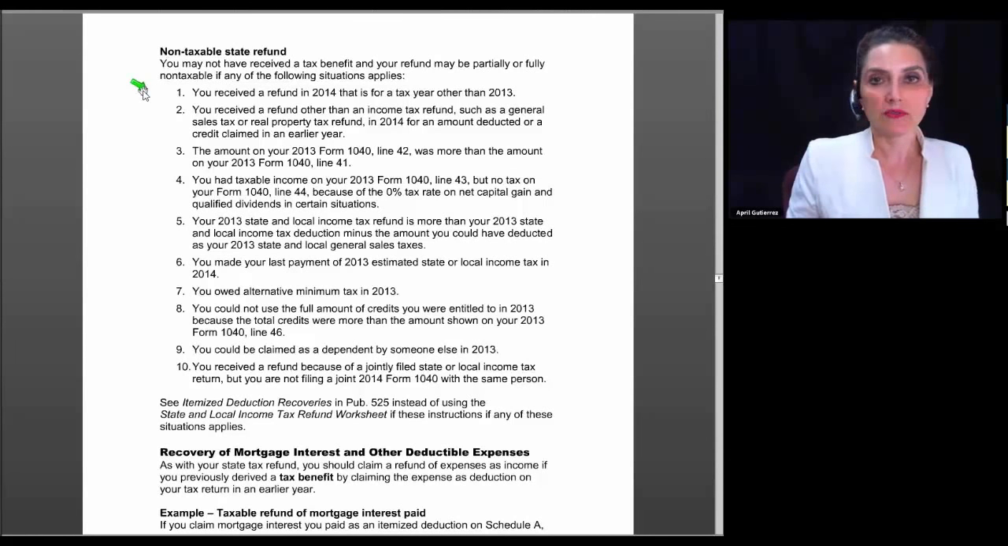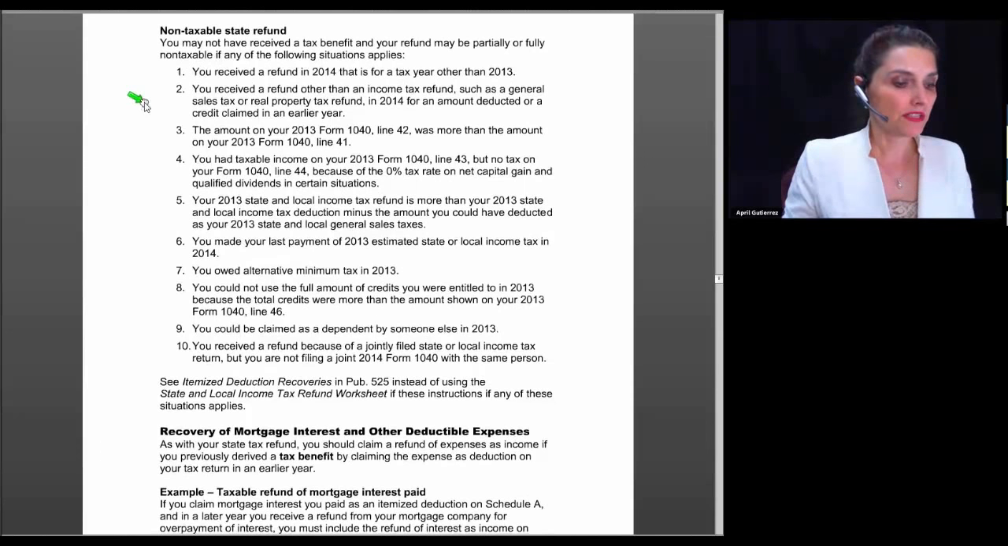Firstly, if you're receiving a state refund for a year other than the prior year, so you're preparing a 2014 return and you've got a state refund card in your hand for 2012, well, when that refund is issued is important. If the refund was issued in an earlier year, it certainly isn't going to fall on the 2012 return. But ultimately, you need to go back to the year where that refund can be attributed to and see if there was a tax benefit in that year before you determine whether it's taxable at all. Also, if you receive a refund other than an income tax refund, such as a general sales tax or real property tax refund, that may or may not be taxable.